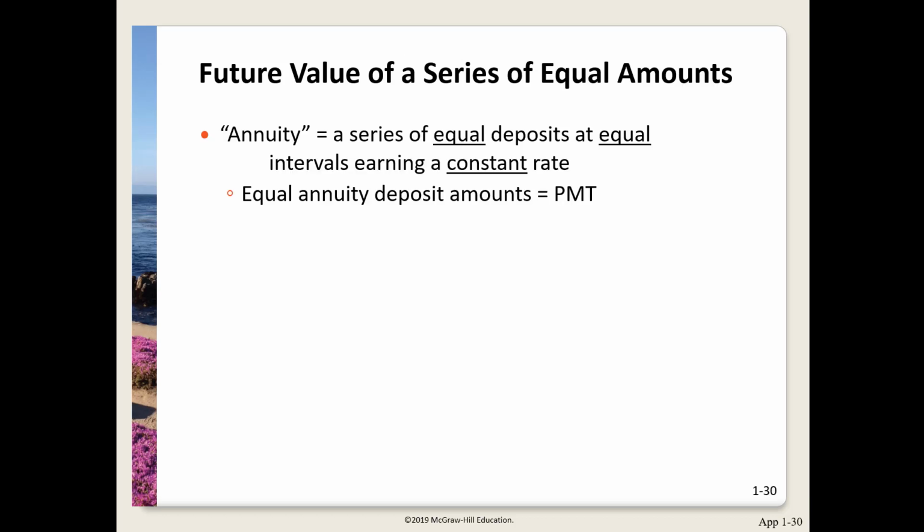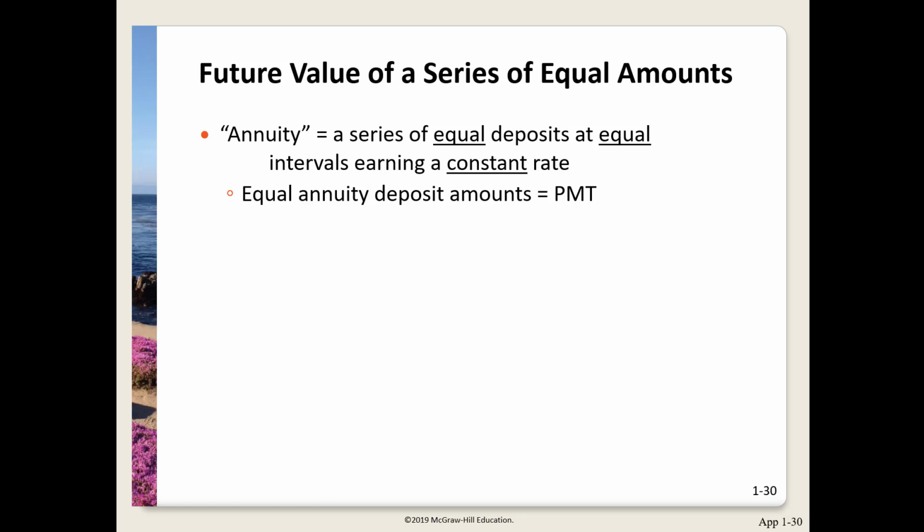Continuing future value calculations, we move from valuing lump sums to annuities. The definition of an annuity is shown on the slide. Equal deposits or withdrawals at equal intervals earning a constant rate. The equal deposits or withdrawals are where we use that PMT key. Examples include retirement savings or any other savings goal in which you deposit an equal amount at equal intervals. Another example would be a car payment or mortgage where equal payments are made on a regular basis for a number of periods.